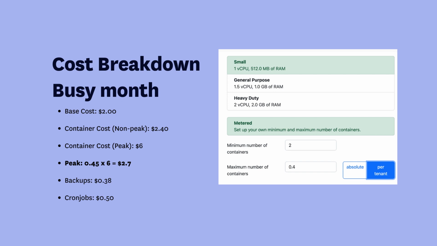And in this case, we still maintain a base cost of $2. The minimum stays at 2.4, but now the maximum is $6 times 0.45. And this results in $2.7 peak traffic for that month. Now, the backups remain the same, the cron jobs remain the same. So if we add up $2 base cost with the minimum of $2.4, and then the peak costs of $2.7 with the backups and the cron jobs, this results in a busy month tenant fee of $7.98.